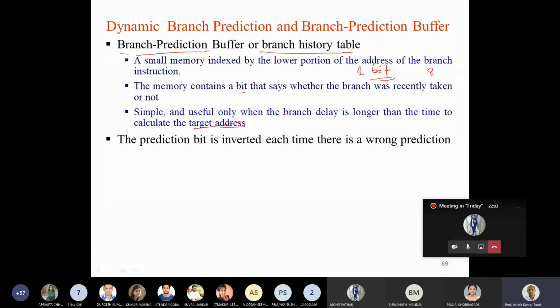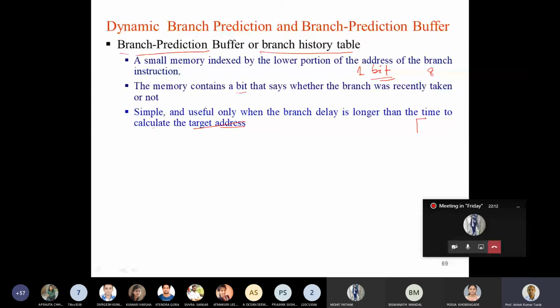Now let's look at what is the problem with this scheme. I will take a buffer with 2 bits, so 1, 2, 3, 4 memory locations. Now let's look at an address, let's say XX00, and another, AB00. So this is my branch instruction.